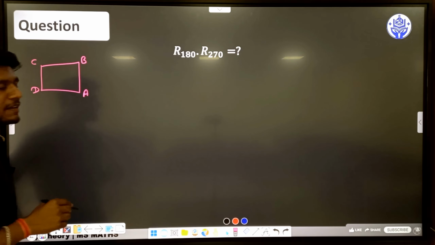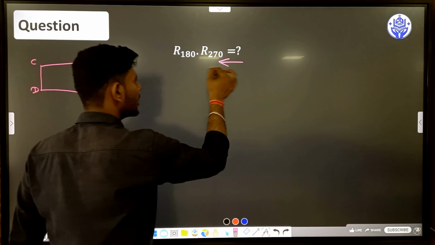R180 into R270. The trick is to start from the back side. First take R270. What do I mean by R270? If it is 90, just take one node only. It is 1. So here 90, 180, 270. Here will be A, so A, B, C and D. This is my R270. Let's say it is R of 0.